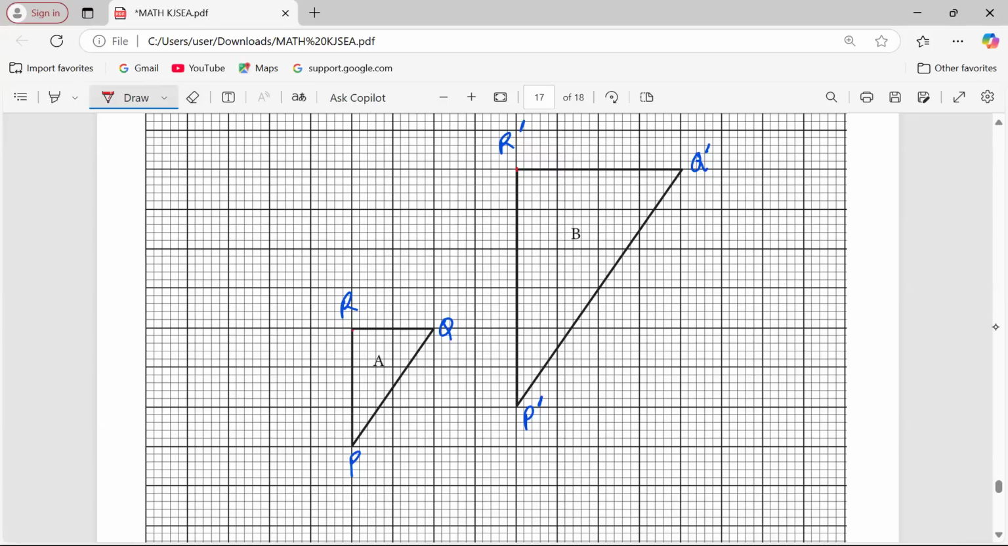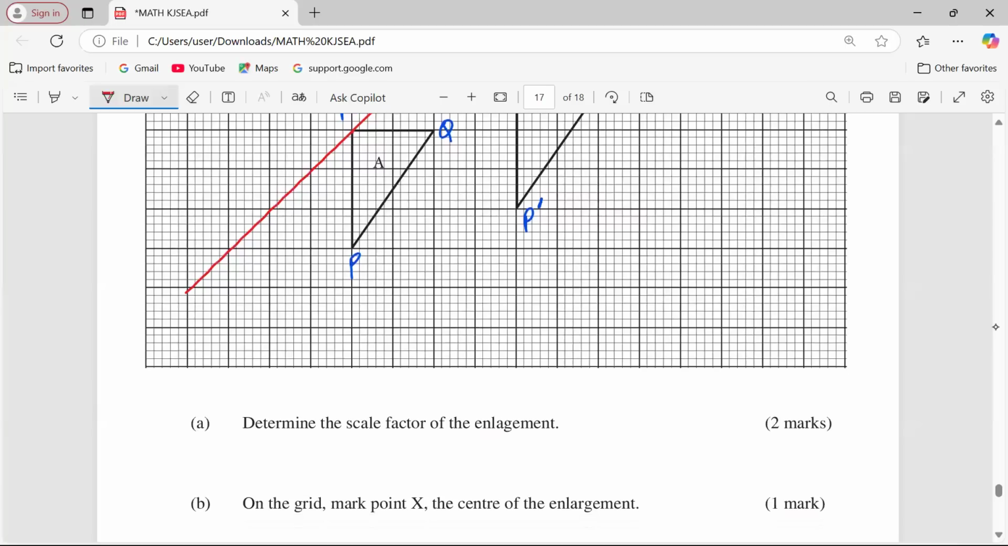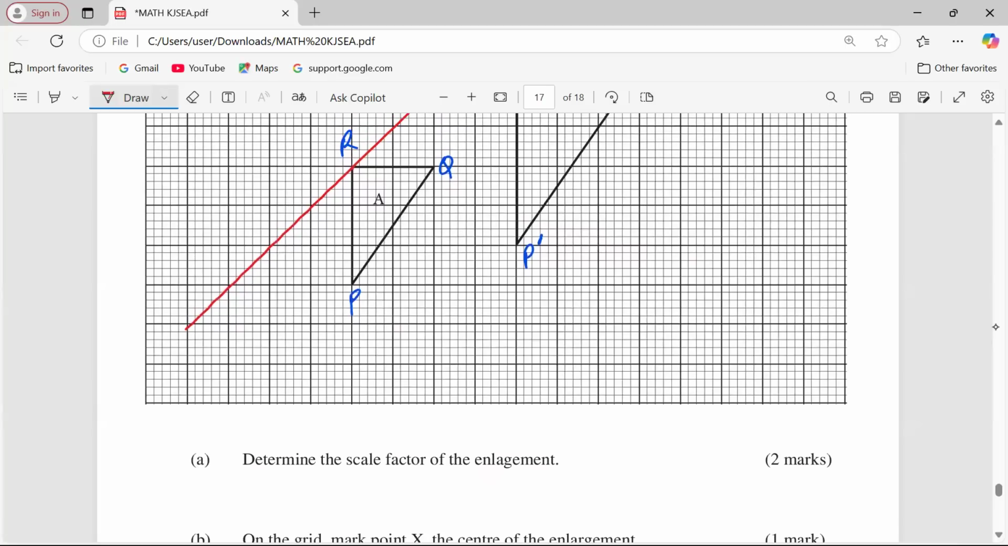Supposed to be very careful in coming up with that straight line. Yeah, that way. Then we do the same for P and P prime.